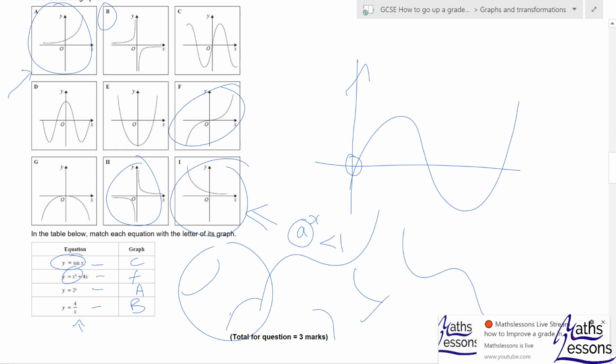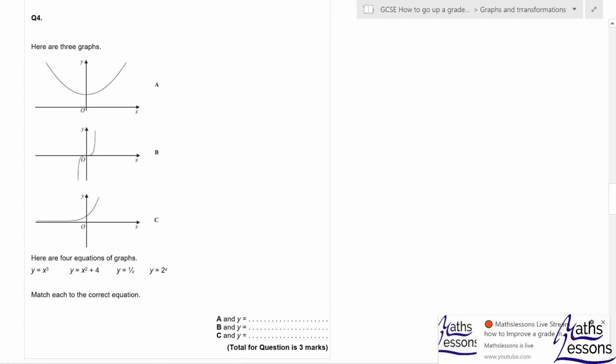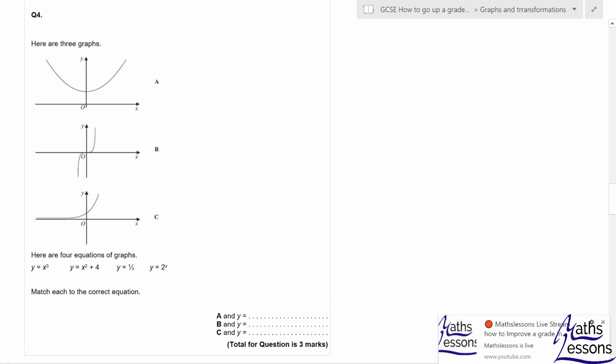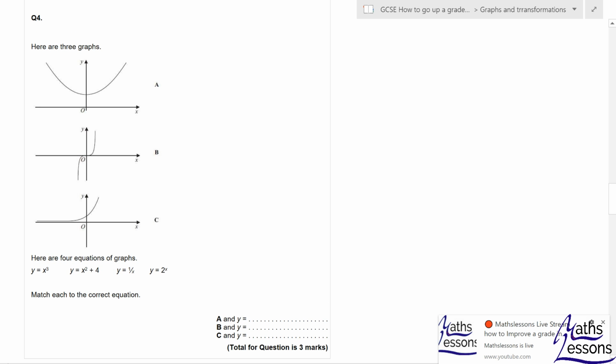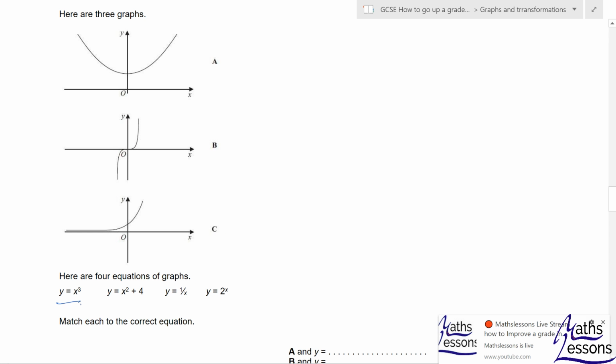Where we get negative values. Now I've just noticed my stream has quite a low output. I'm just going to try and change it up a bit. While I'm doing that, have a look at it. See if you can get the correct equation for these graphs. Zoom in a little bit. One is definitely y equals x cubed, y equals x squared plus 4, y equals 1 over x, y equals 2 to the x.